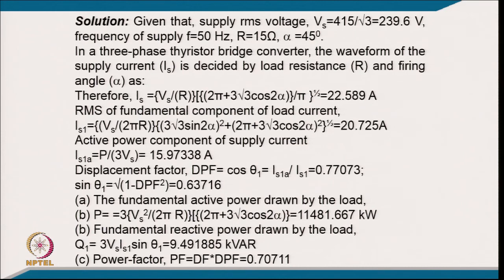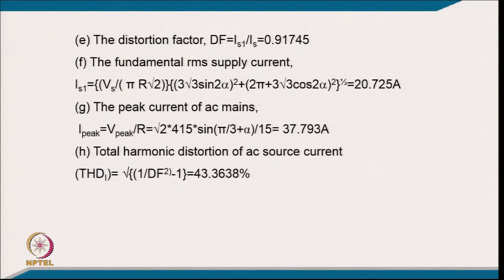Calculating from this, the active power will be 11,481.667 kilowatt, and the fundamental reactive power drawn by the load will be 3 Vs IS1 sin theta 1, which comes to 9.491885 kVAr. The power factor will be the displacement factor times the distortion factor. The displacement factor comes to 0.70711 and the distortion factor, IS1 upon IS, will be 0.9175.